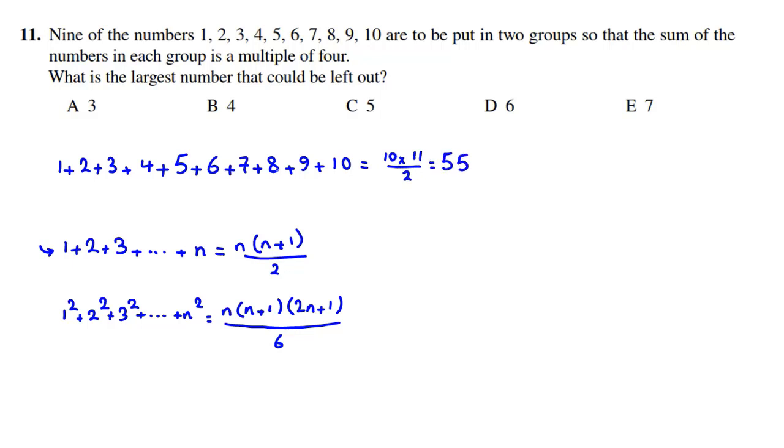Okay. Now, if you use this formula, 1 to 10 is 10 times 10 plus 1, which is 11, over 2. 10 over 2 is 5, it will be 55. Now, it says remove a number, then we have 9 numbers, because it says 9 of them, and then divide into 2 groups. Each group should be a multiple of 4.